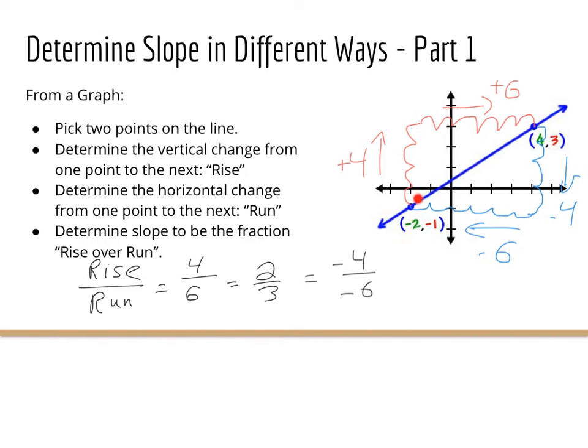Any line that goes up from left to right will have a positive slope, because either the rise and run will both be positive, or they'll both be negative, depending on how I've calculated it. A line that goes the opposite way and decreases from left to right will either have a positive run and a negative rise, or a negative run and a positive rise. Either way, my total slope will be negative. So a negative slope goes down from left to right, a positive slope goes up from left to right. And that's how you use a graph to determine slope. All right, let's look at method number 2.